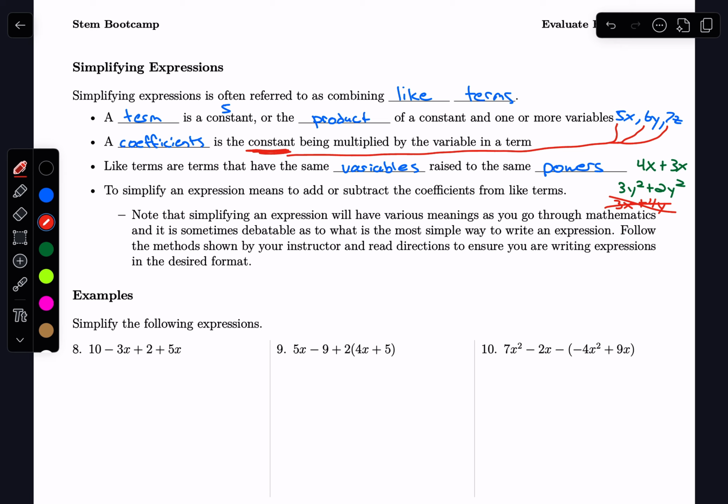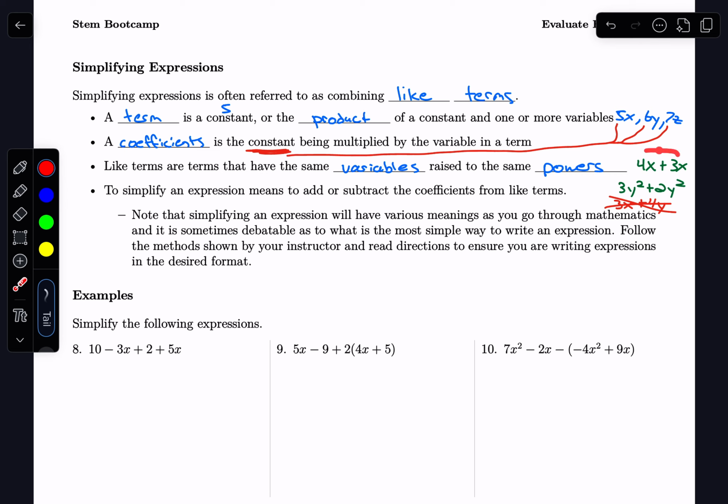Same thing with variables, okay? X's go with X's, Y's go with Y's, and they have to have also the same exponent. So X's do not go with X squareds, Y's do not go with Y squareds. They only go with things that are exactly the same. The only thing that can be different about them is the coefficient that is in front, and the coefficients matter here. If you were wondering why we introduced that word, well, to simplify an expression means to add or subtract the coefficients from the like terms.